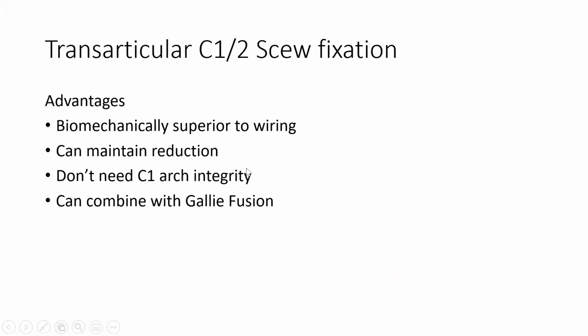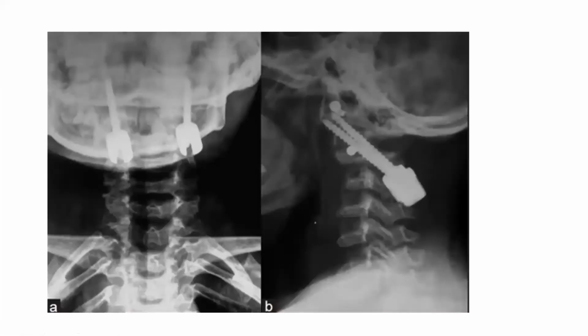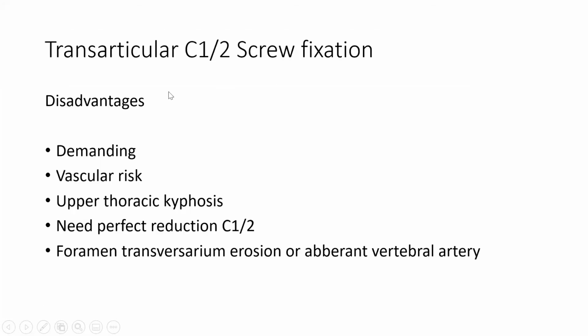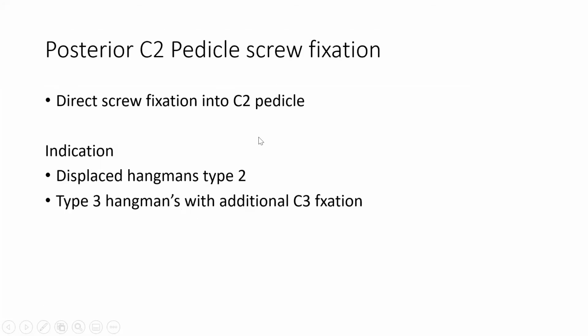There's obviously superior wiring. You don't need a C1 arch, and you can add it to the Gallie fusion. You can maintain reduction, but you can't cause reduction with it. That's an X-ray of the C1 to C2 fusion. It's again transarticular, and so on. Okay, I can write the disadvantages.